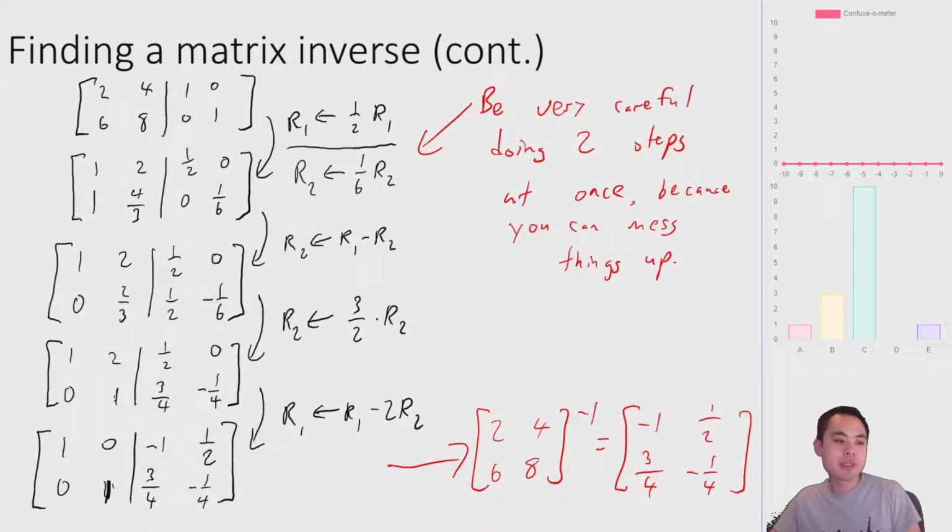Okay, any questions so far? I know we've gone through a lot of steps. So basically the idea is, you can solve for the matrix inverse just by solving two systems of equations, and you can combine those into one big augmented matrix to do it all at once.